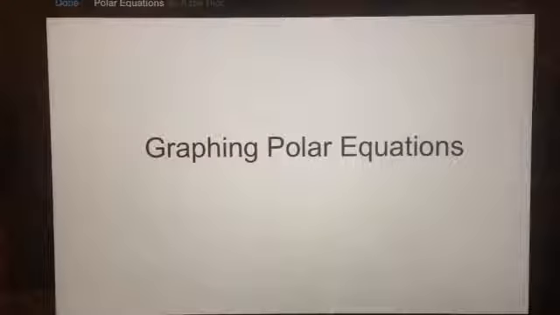All right, next in the unit we're going to be graphing polar equations. And when we graph these, sometimes it helps to convert it to rectangular. Sometimes I think you could probably honestly just graph it the way that it is.